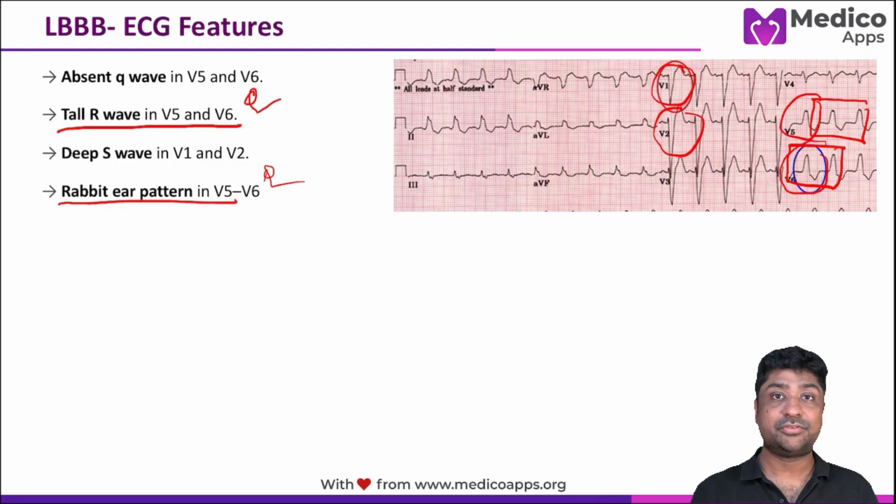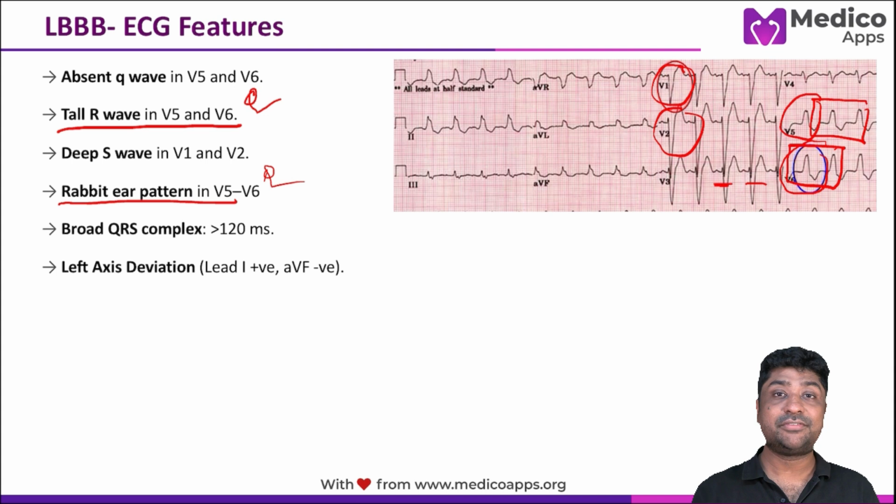Classic MCQ favorite. The next animation highlights broad QRS complex, duration greater than 120 milliseconds. Because conduction through the left bundle is blocked, activation of the left ventricle is sluggish, so the QRS widens beyond the usual threshold. Very important.